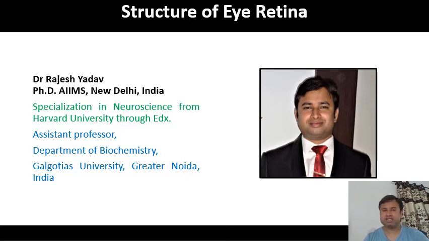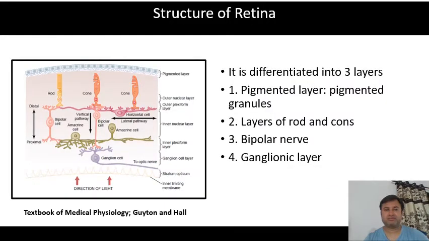Today we will discuss the structure of the eye retina. So the structure of the retina, we can differentiate into three layers. First is a pigmented layer that is present in the upper region in the figure. This one is a pigmented layer.